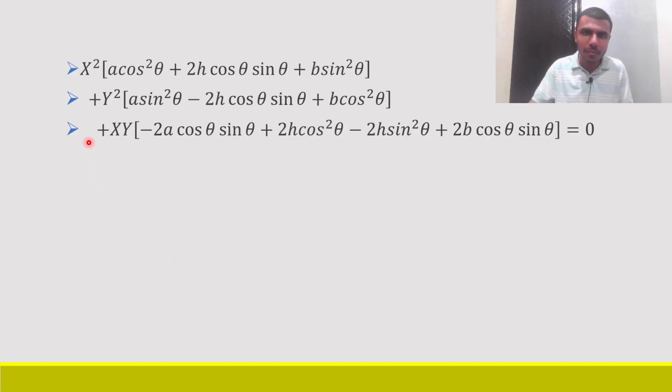Now, as I already mentioned, after we transform our equation, I mean rotate our axis, we get our equation in new coordinates, capital X and capital Y. I want to make sure that the xy term is not there. For the xy term to be not there, the coefficient of xy should be 0.